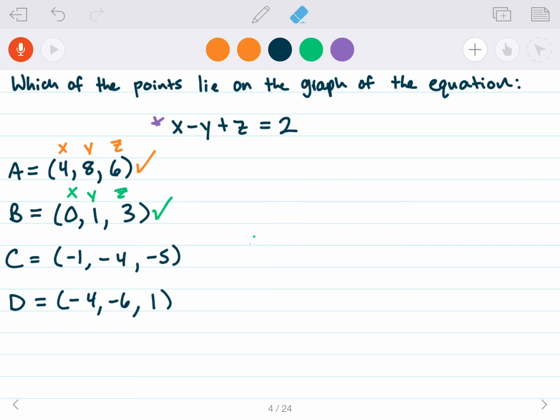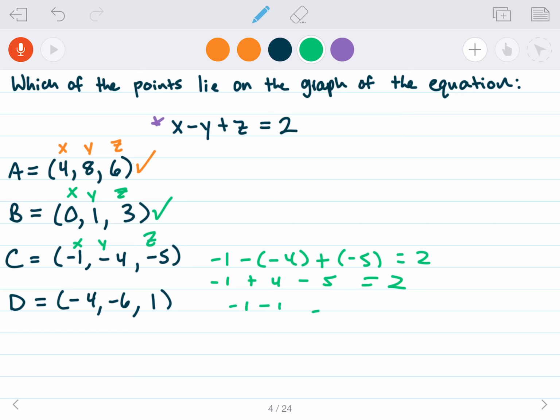Let's do the next one, negative 1, negative 4, and negative 5. I have negative 1 minus a negative 4 plus a negative 5. Does that equal 2? Well, these double negatives become a positive, and I'm left with negative 1 plus 4. Positive and negative becomes a negative. And I'm left with negative 1 and a negative 1. This is a negative 2, not a positive 2. So this is not on our graph.